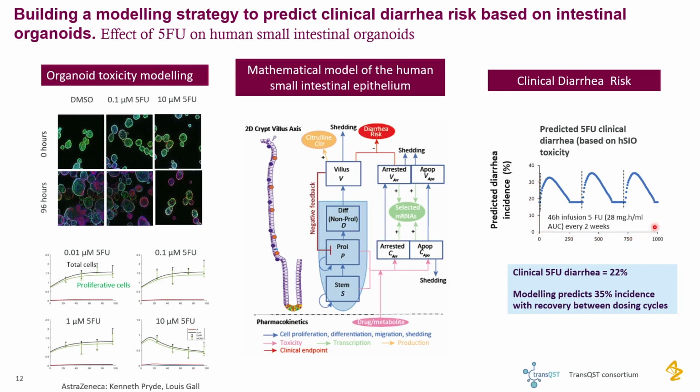And so the prediction for this treatment of 5-FU is that you will get like a 35% incidence after the first dose, this 5-FU dose every 2 weeks, then it comes back to baseline, then increases again after the second cycle of 5-FU. And you reach something like 35% incidence of diarrhea with recovery in between cycles. Well, the clinical diarrhea reported for studies with the same treatment of 5-FU is 22%. And still, again, we think that is quite a promising result.